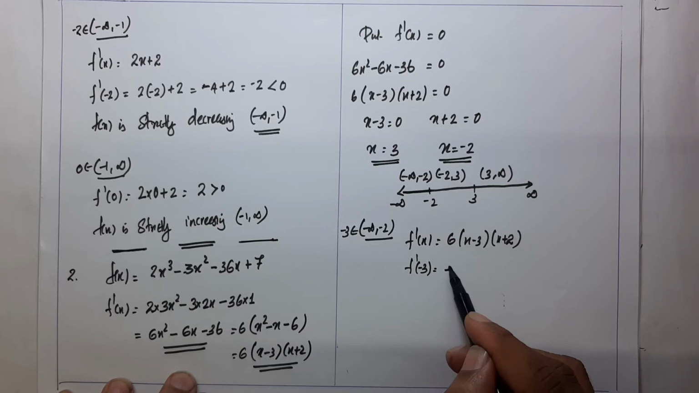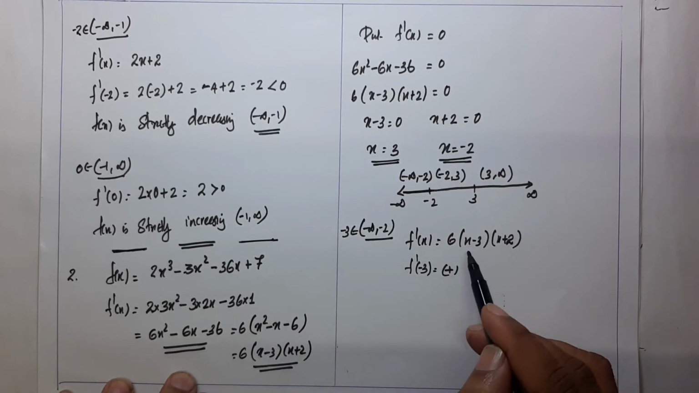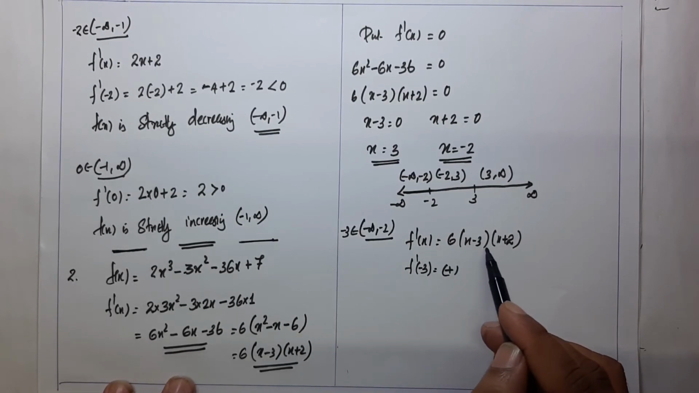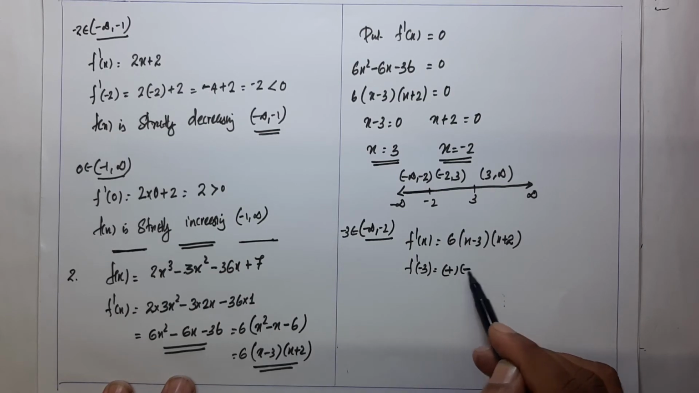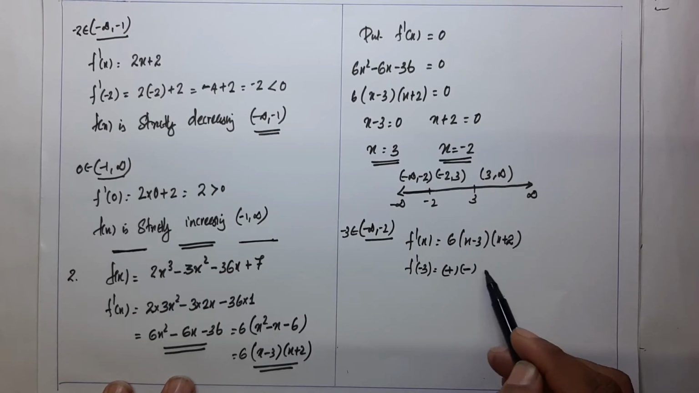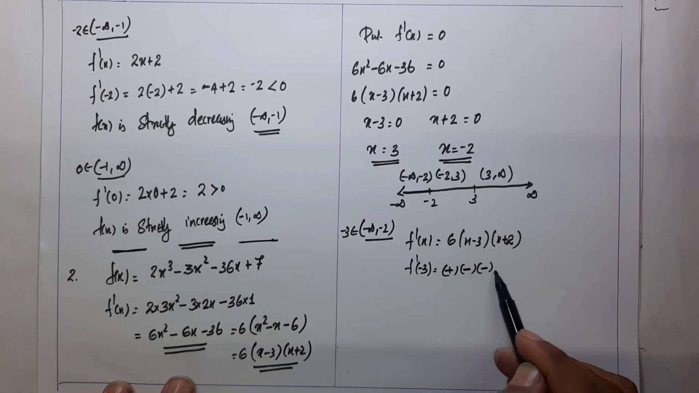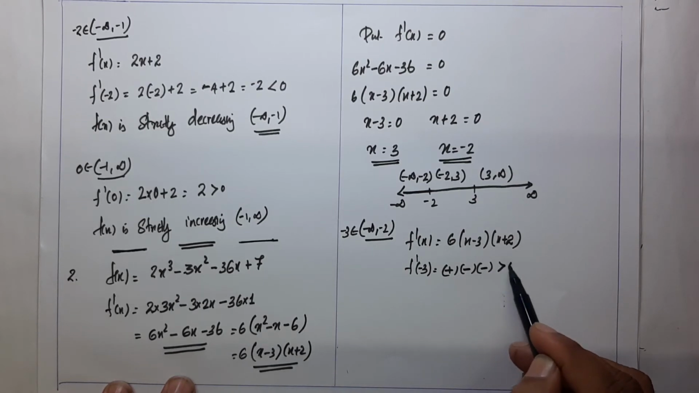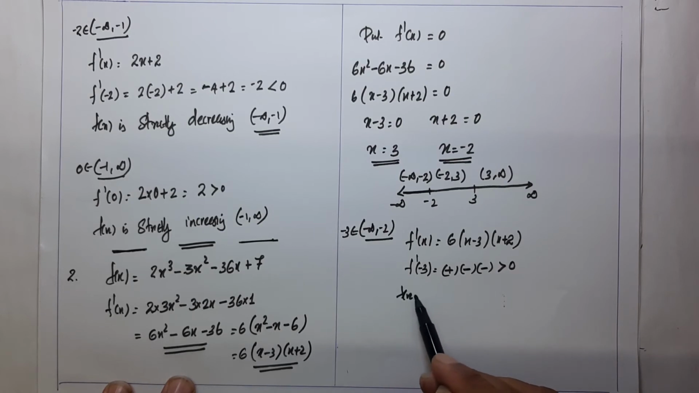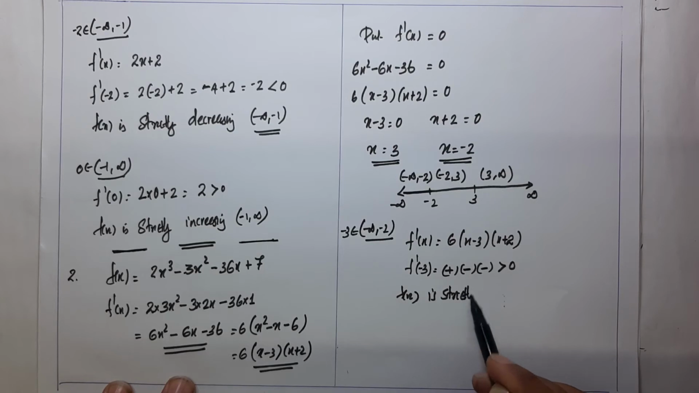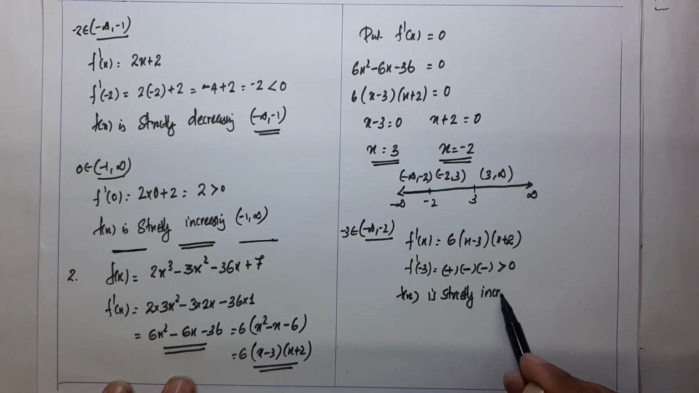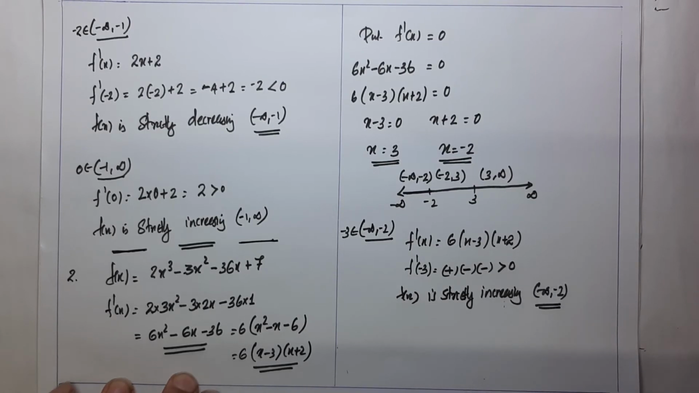6 is always positive. When we put -3 in the factor x minus 3 we get a negative quantity, so negative. -3 plus 2 is also negative. That is plus into minus into minus, we get an answer greater than 0. That means our function is strictly increasing. Our function is strictly increasing in the interval -infinity to -2.